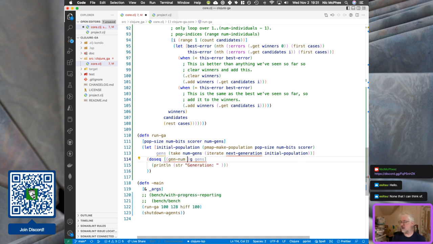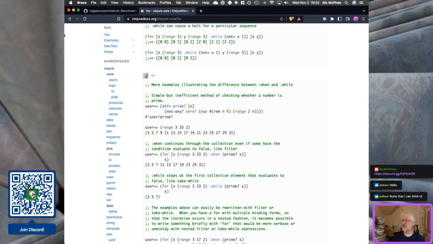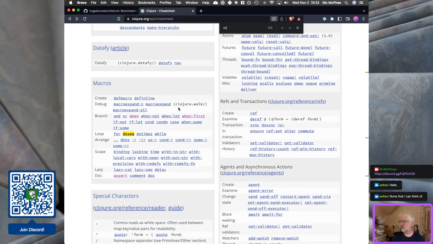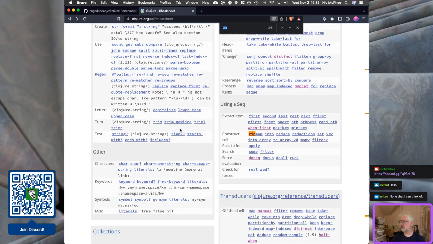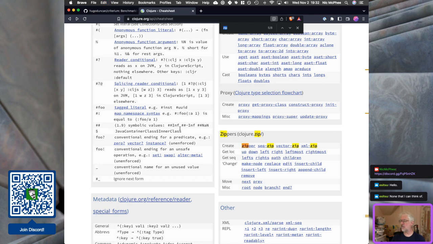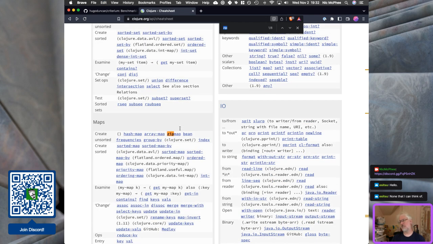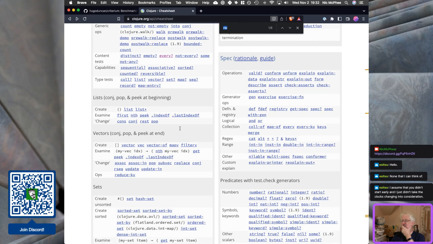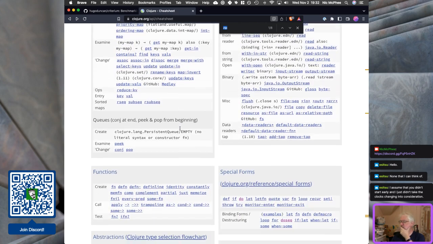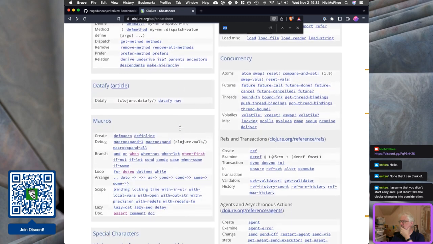So I think I should be able to say gen num. Oh, I guess I really want gen num. Gen is going to be the result of zipping. Is it zip? Hello? Zip, zip, zip. Be my friend, zip. Is it really only zip map? Interesting. I could have sworn there was a way to generate.